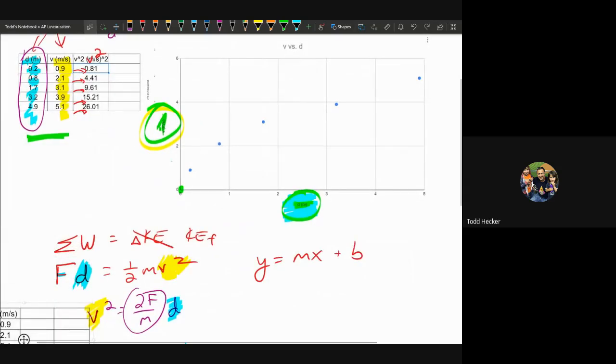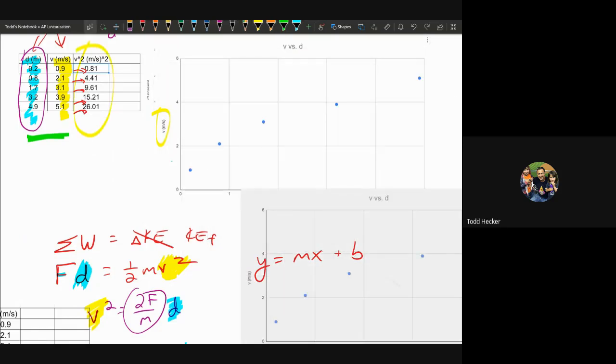So what I did here is I just went through and squared all of my velocities. Now if I make a new graph, like I said, instead of putting v on the vertical axis, I'm going to put v squared on the vertical axis. So now we're going to graph this column. And if you do that, here's the graph you get.